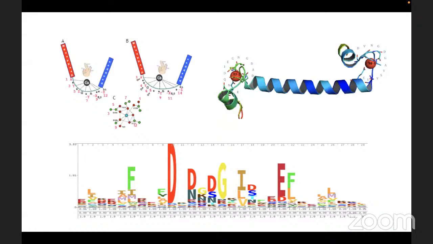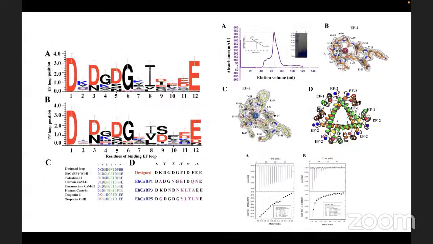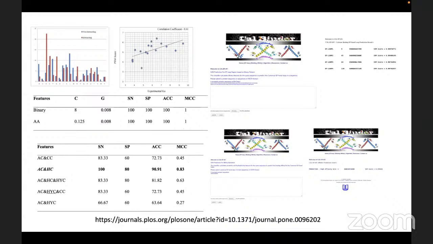And if you mutate this aspartate to alanine, you will see that the binding affinity is either lost completely or it's very loose. So this is an important residue. So these are the features that the machine learning model learned. And then we created this model and got it published.